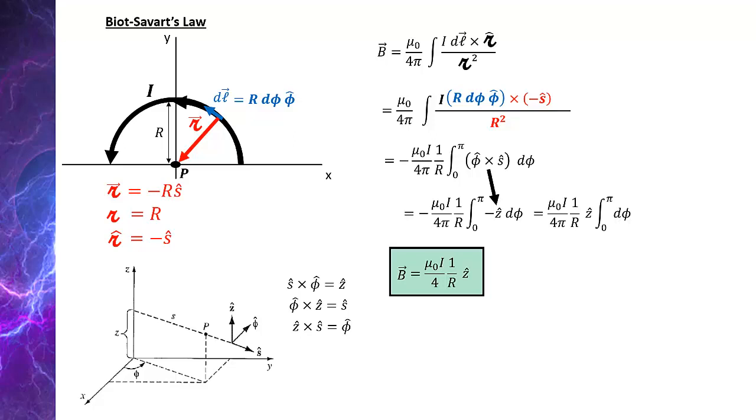And so for our final result, the magnetic field is μ₀ I over 4, 1 over r, z-hat. Now we can check this just real quick, using our right-hand rule to see the direction and make sure it makes sense. If you put your thumb along the direction of the current and curl your fingers around the wire, then your fingers will point in the direction of the magnetic field at point P. That seems to be coming out of the page, and that is the z-hat direction. So at least our direction matches.